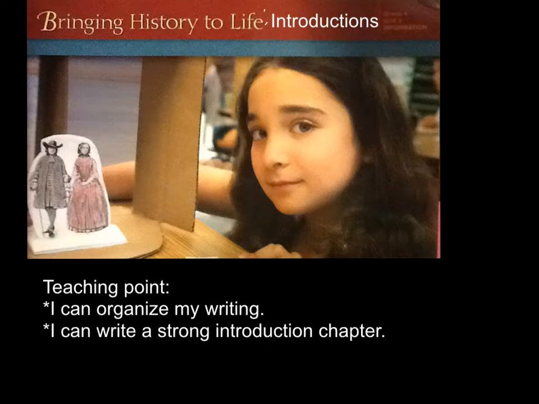Today we will be taking a look at introductions in our writing. We have two different teaching points we're going to focus on today. Our first one is I can organize my writing. We're going to take a look back at our table of contents and make sure it makes sense. Secondly, I can write a strong introduction chapter.